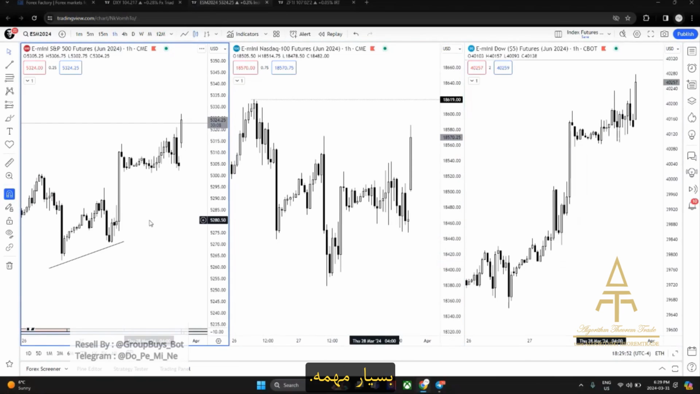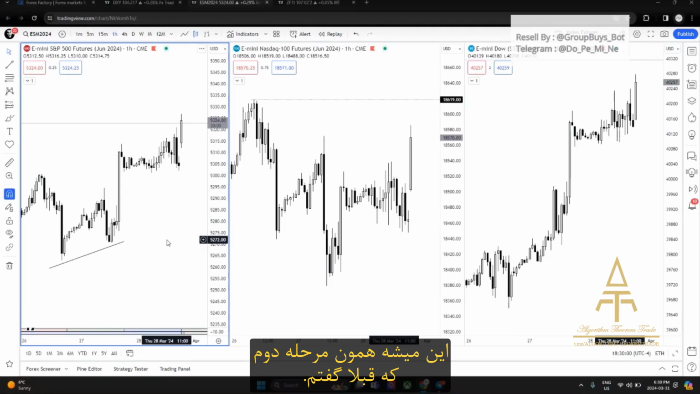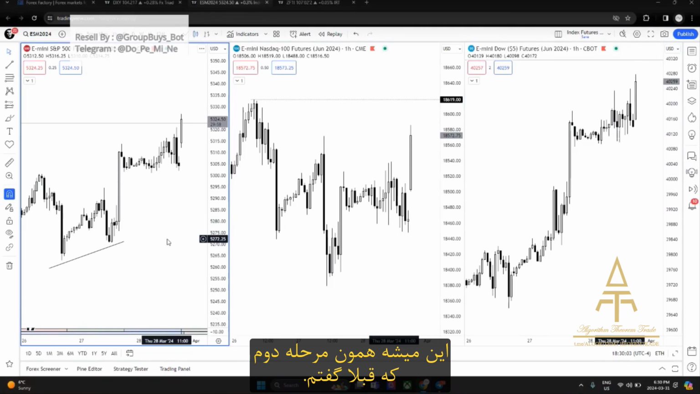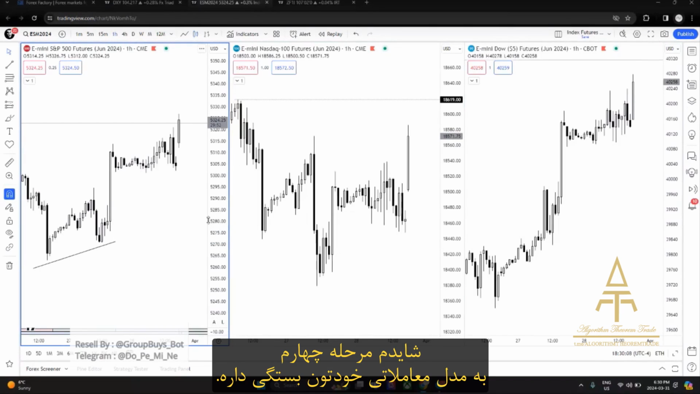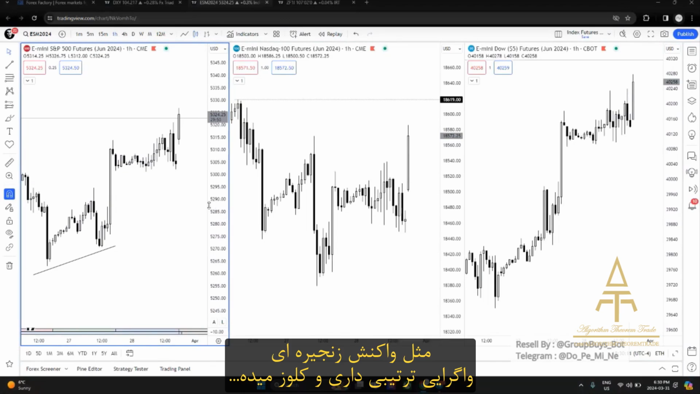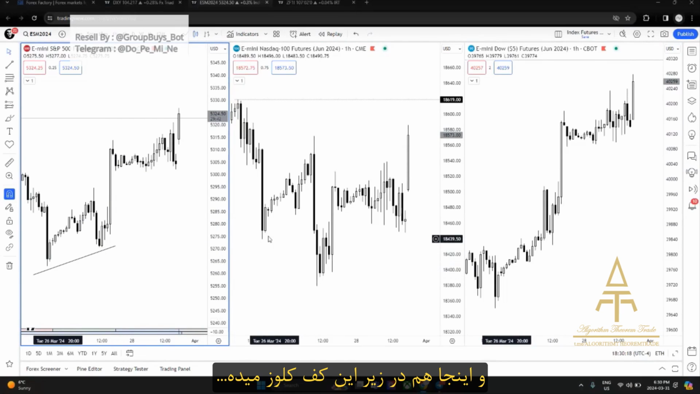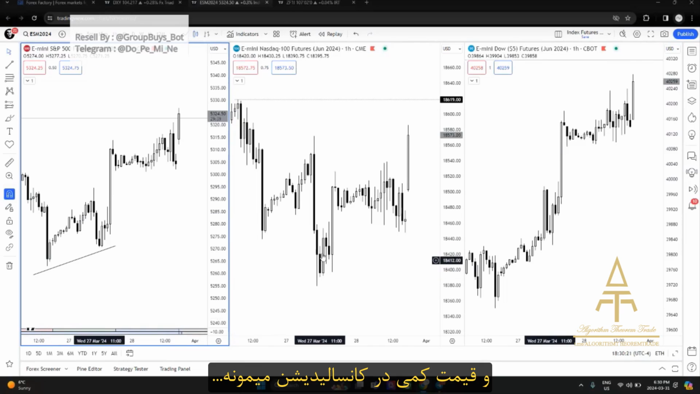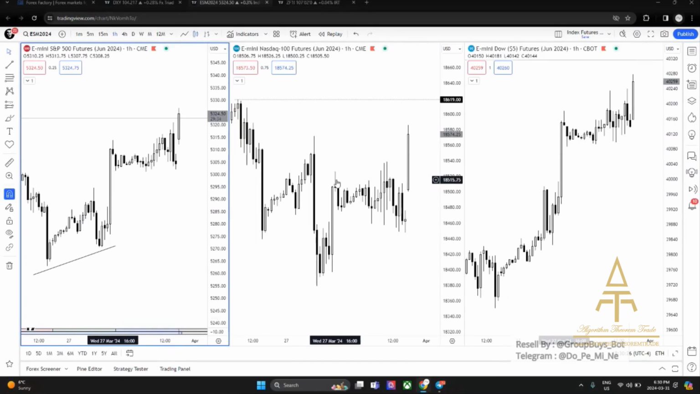This is very important. Even for the 90-minute cycle sequential SMT, what do you look for? This would be stage 3 actually, or it could be 4, depending on how many sequential SMTs you're waiting for in your specific model. It's like a chain reaction. So you have sequential SMT, price closes here above this low, then it closes here below this low, then price consolidates a bit, then it expands. And that's what happens.